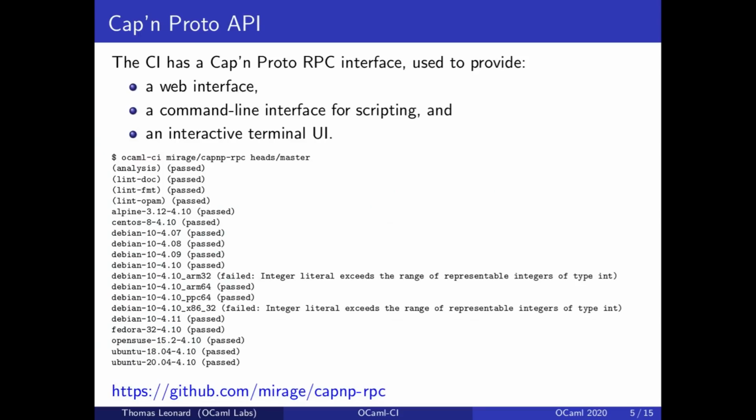Now, this web interface is actually implemented as a separate service that communicates with the main CI service over Cap'n Proto RPC. Cap'n Proto is a really nice RPC system. It's very fast, provides great security, and we have an implementation of it from the Mirage project under Mirage Cap'n P RPC. And in OCaml-CI, we're using this not just to provide the web interface you've just seen, but we also have a command line interface that can be used for scripting, and we have an interactive terminal UI.